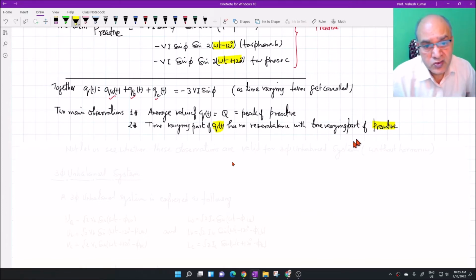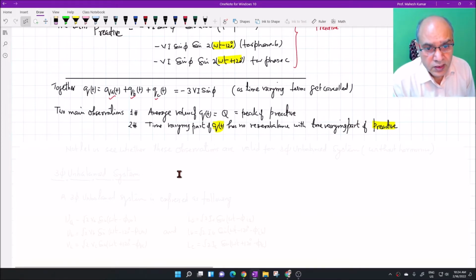Okay, this is true for a three-phase system with balanced voltage and current quantities. So even with a balanced system, there is no match between the two definitions except the average value. The time varying part has no relationship with the time varying part of Qt. If this is the situation for a three-phase balanced system, we want to ask another question: what happens if the three-phase system is unbalanced in both the voltage and current quantities?